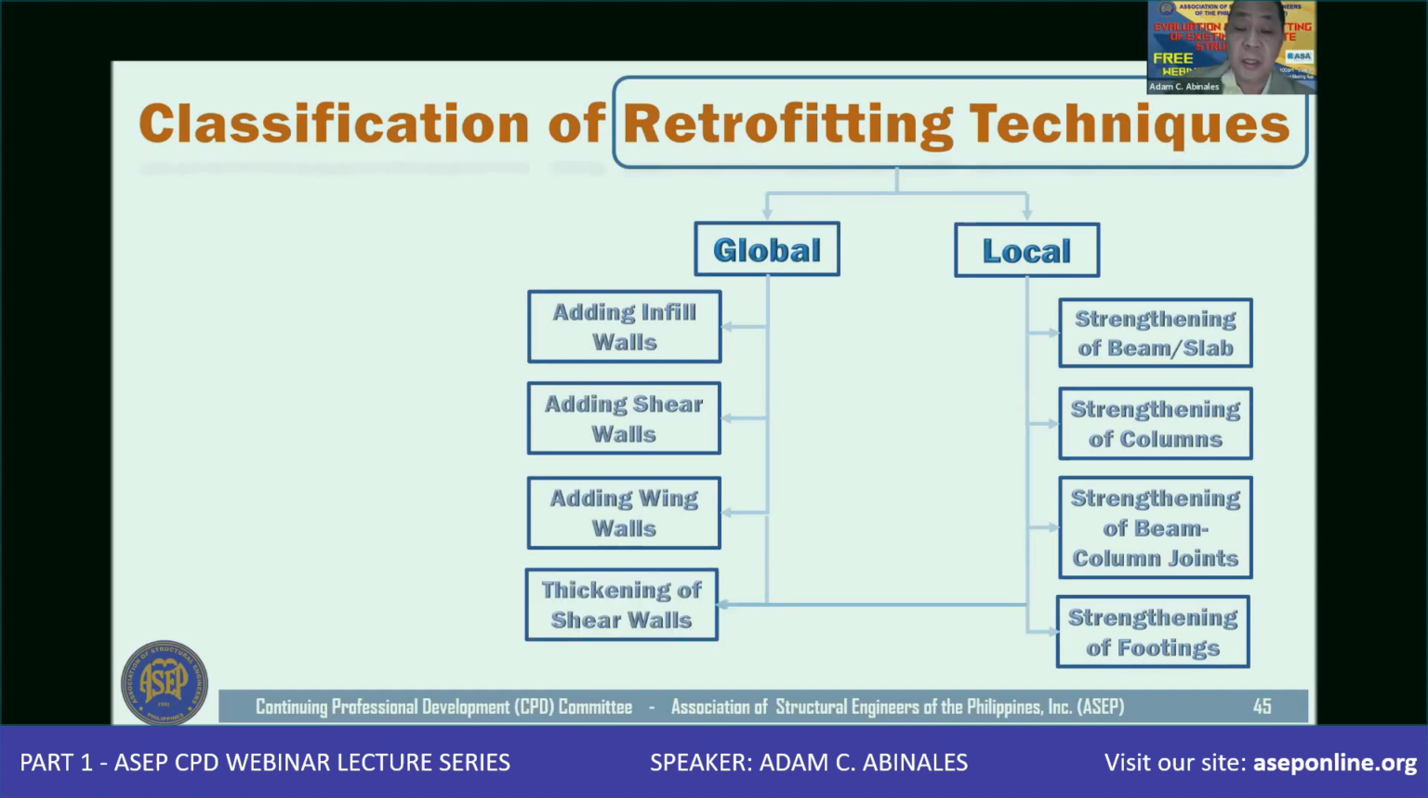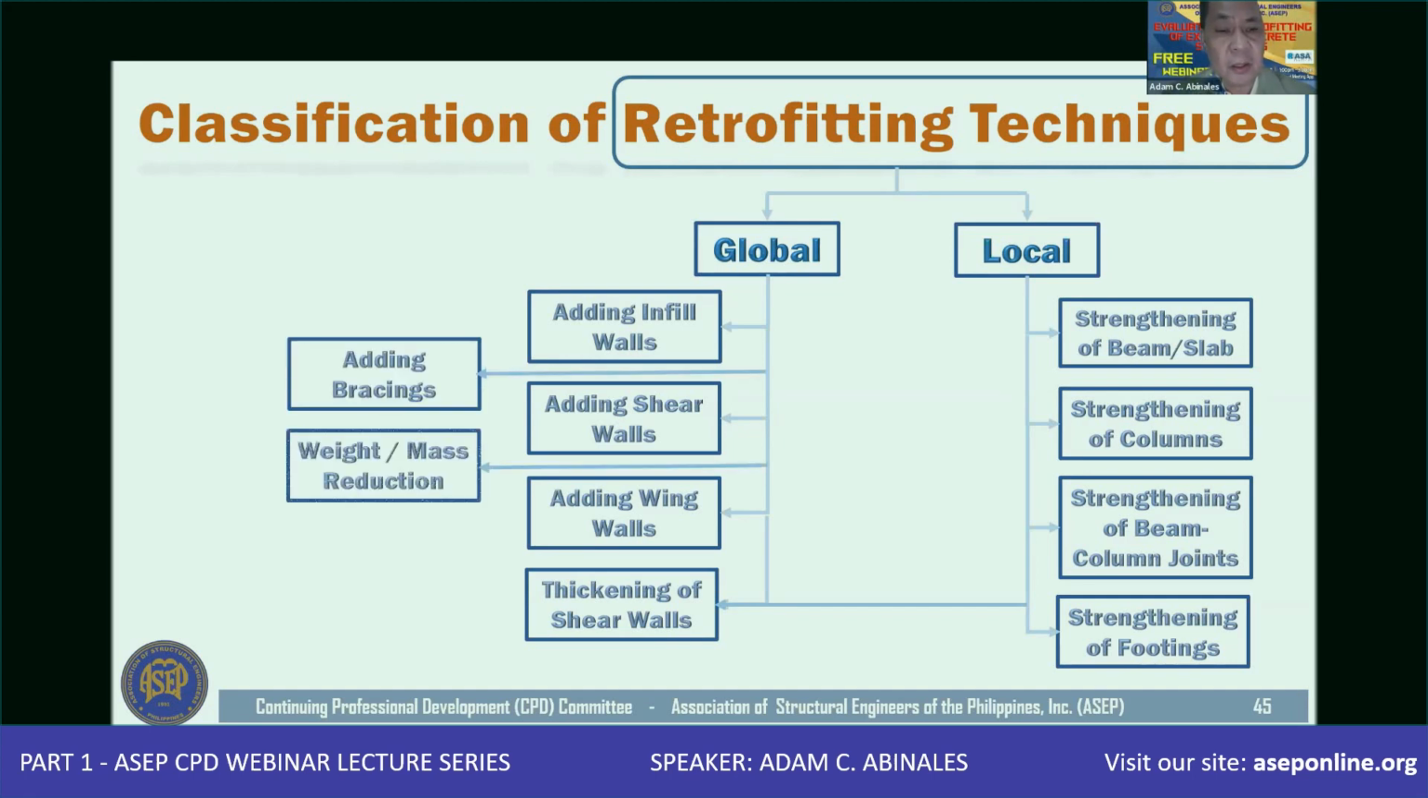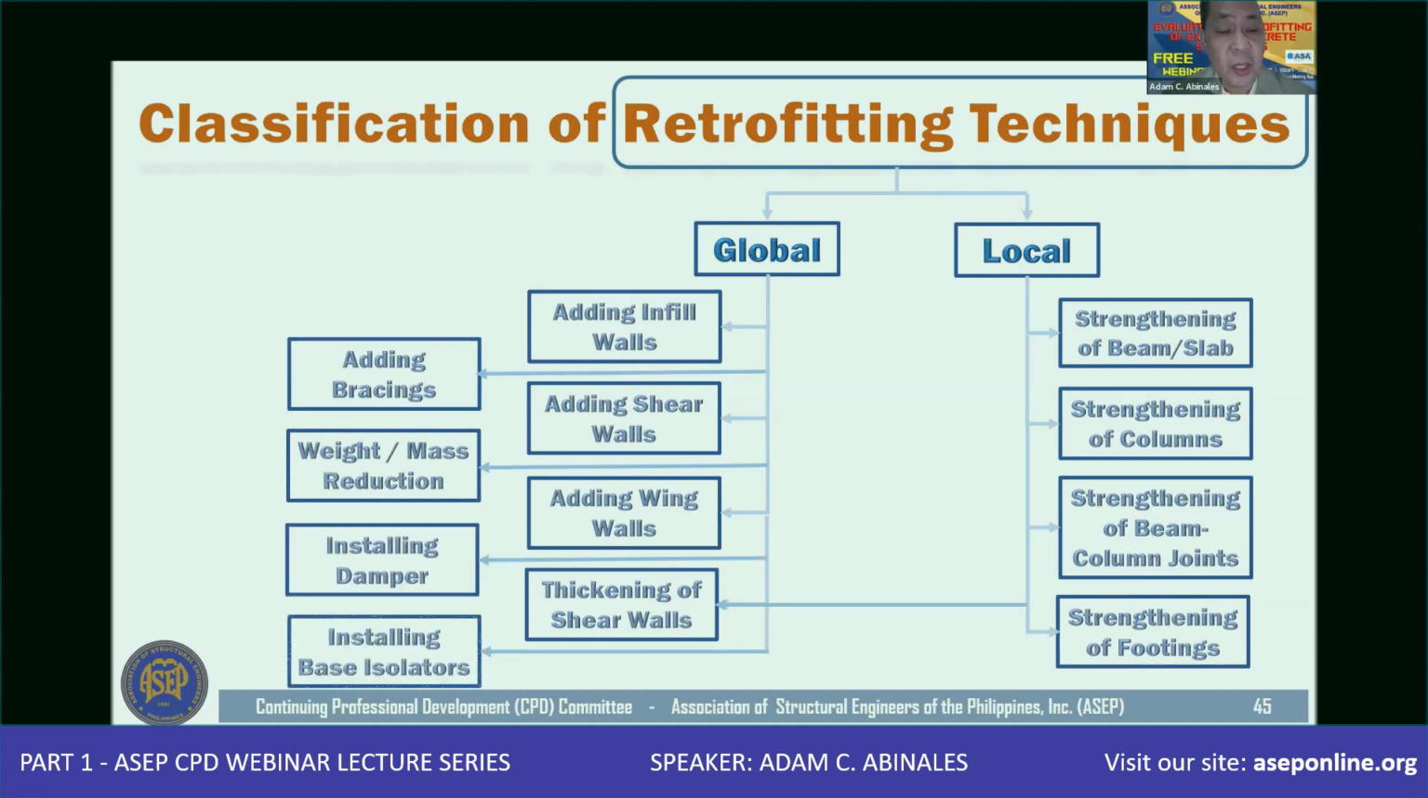Now you will note here that I have a line also under the local, because if the thickening of the walls would be covered only to some floors, then it should be localized. But if the thickening of the shear walls would be all throughout the height of the building, then it would be global. Or you can add bracings, or simply reduce the mass, the weight of the structure, or you install dampers, or you install base isolators.